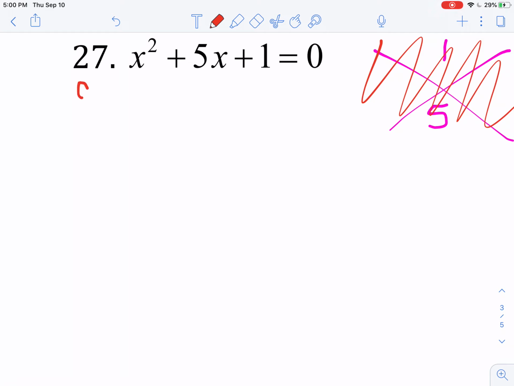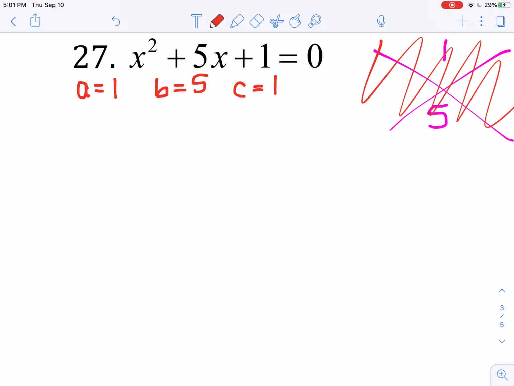First thing I want to do is find a, b, and c. So a comes from the x squared. If there's no number in front of it, then we know it's an understood 1. The b comes from the x term, and I see there's a 5 in front of x. And then c is the constant. It's plus 1. That 1 is the constant.